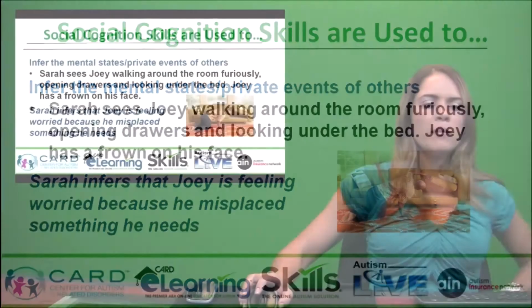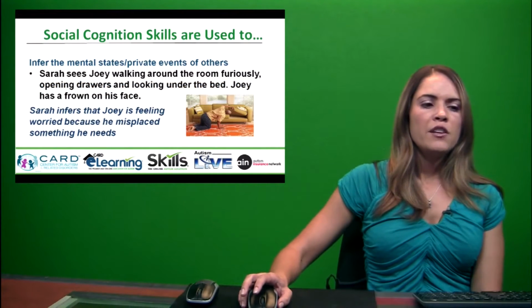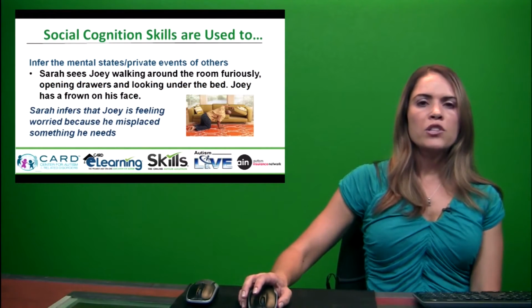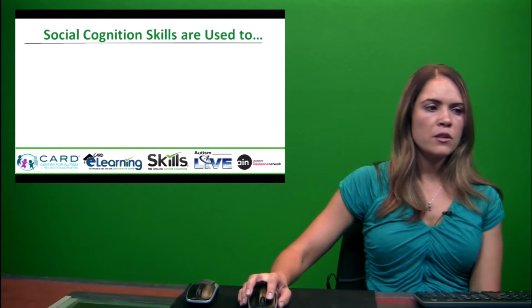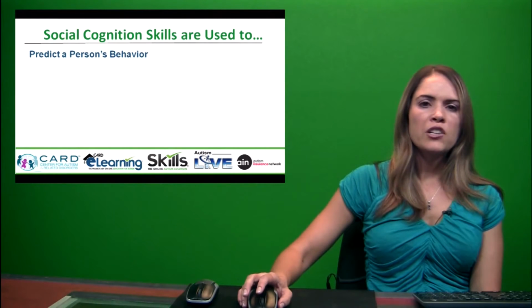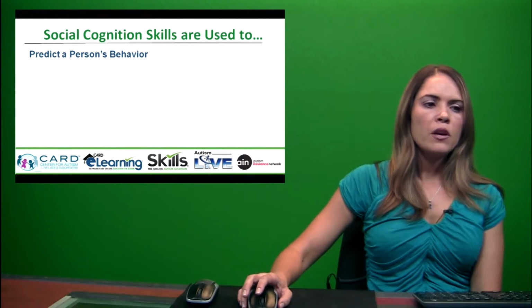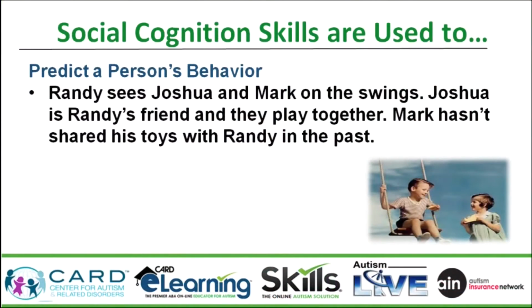So essentially, we are able to read people by their actions, body language, and facial expressions, and they don't have to tell us what they're doing. We're just able to do that. That's what social cognitive skills allow us to do. Now, another example is that social cognition not only helps one to infer, but it is also used to predict a person's behavior. So here's an example.